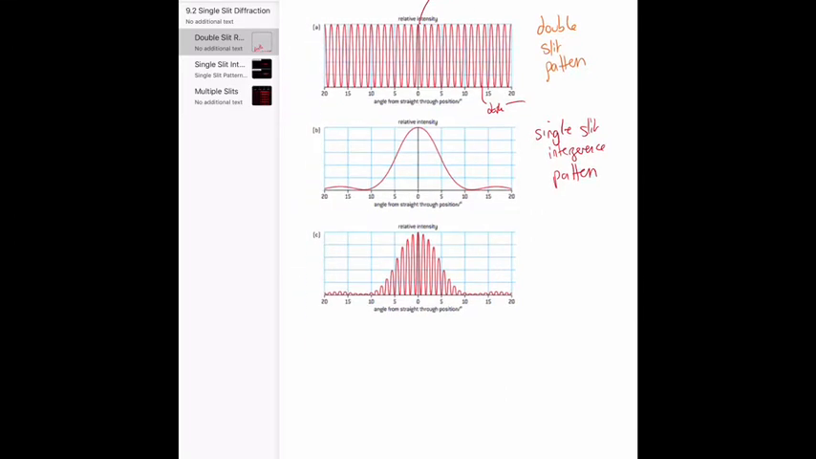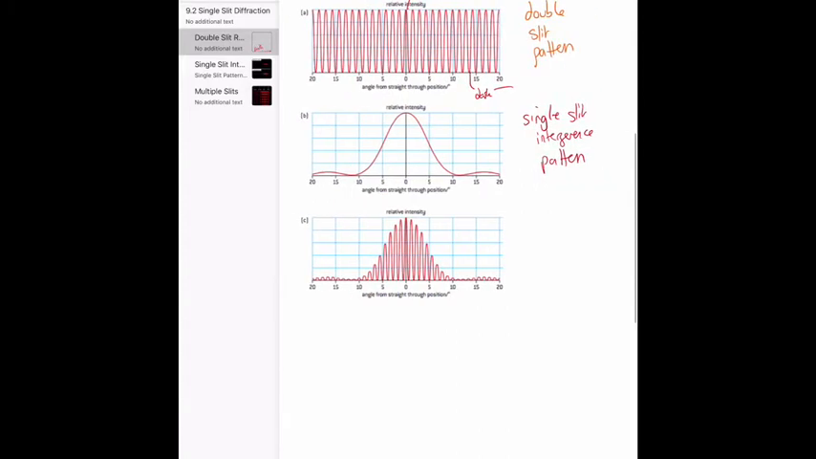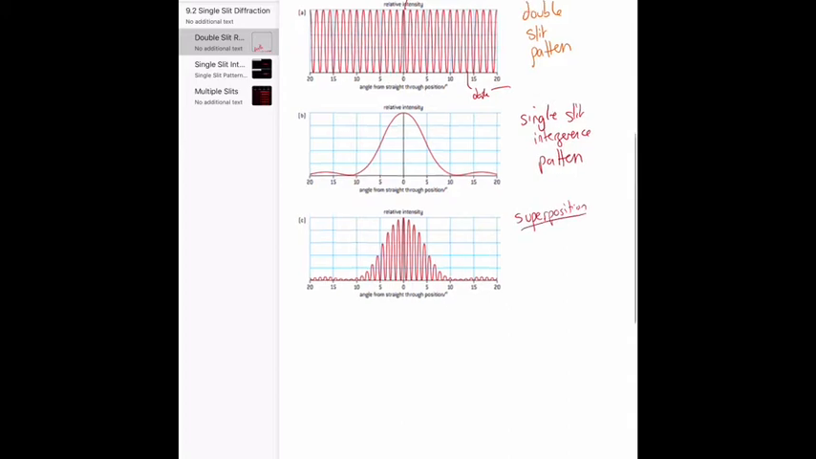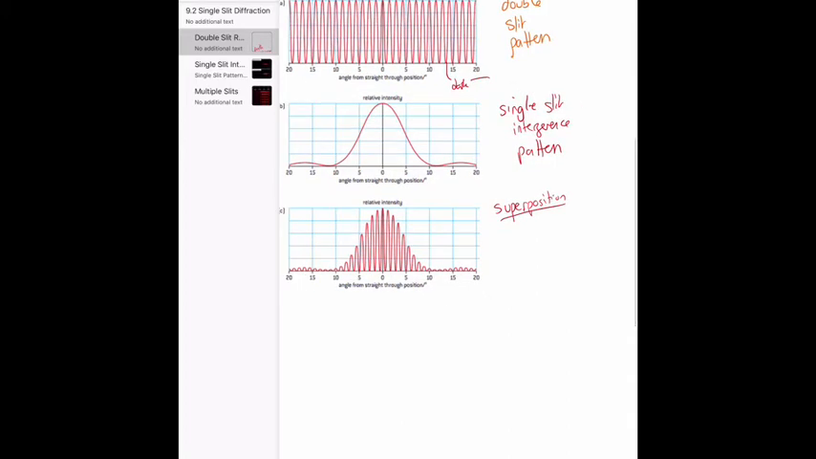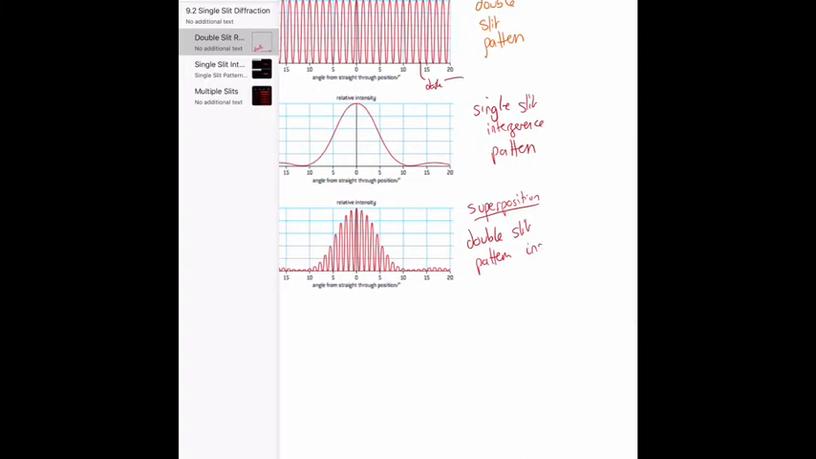So we can see we've got this big central maximum, and then the other maxima are much smaller. But we still do get this destructive interference occurring as well. What we've got at the bottom here, this is the superposition of the two. So when we look at our double slit pattern in real life, this is what we normally observe. So we call it a double slit pattern inside the single slit envelope.